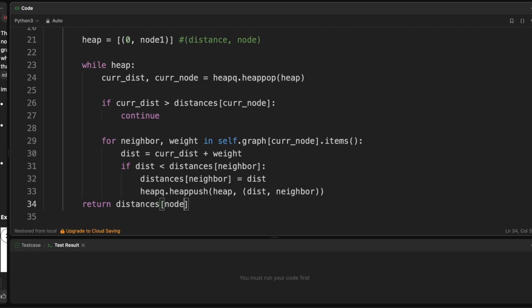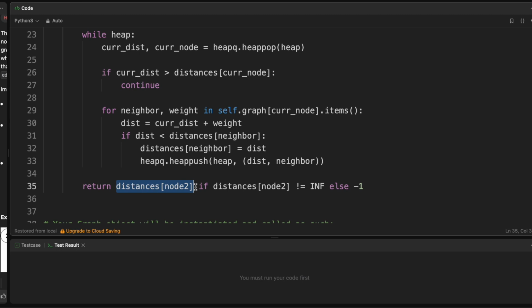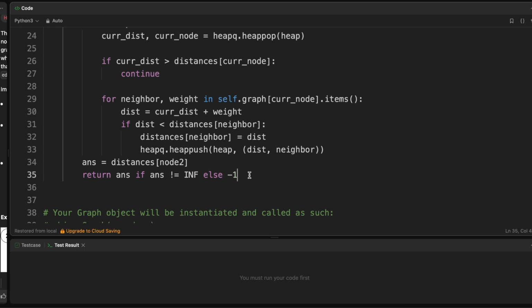Right, now I guess we're done, and then we're gonna just return distances at node 2, which is the destination node, if node 2 is not equal to infinity, else we're just gonna return -1. Let's make it a little bit more readable. Okay, so I'll just use a variable for that. Let's put it in answer. So if answer is not equal to infinity, then we do this, otherwise we return -1.